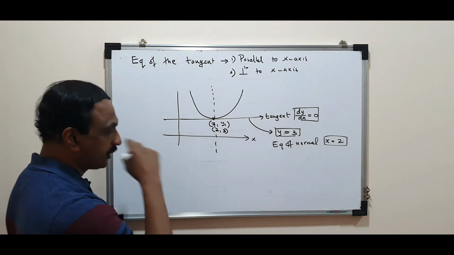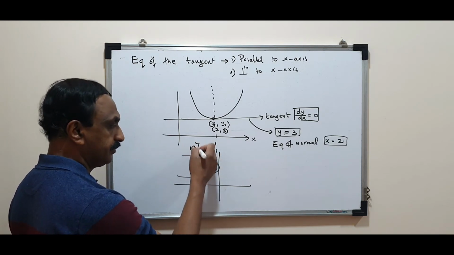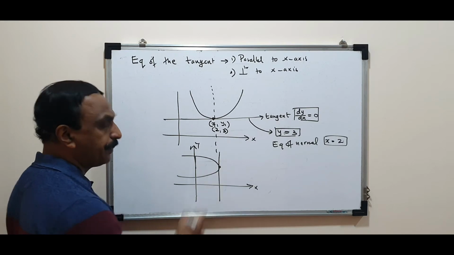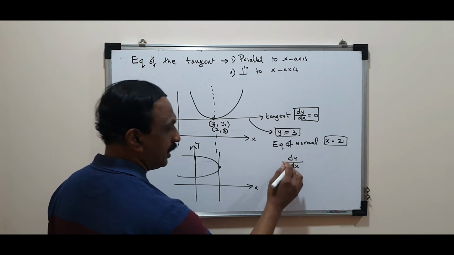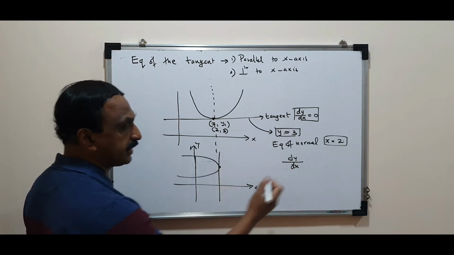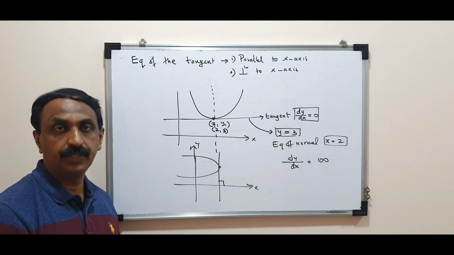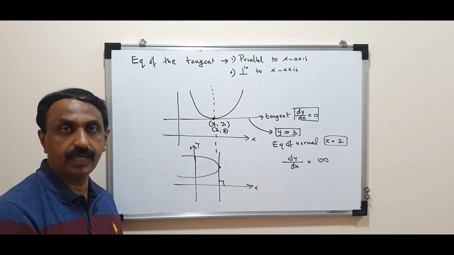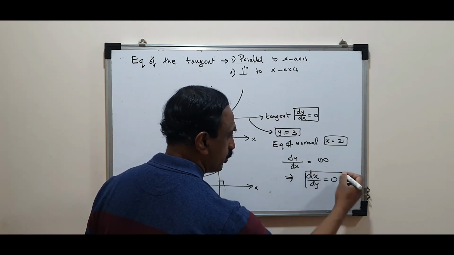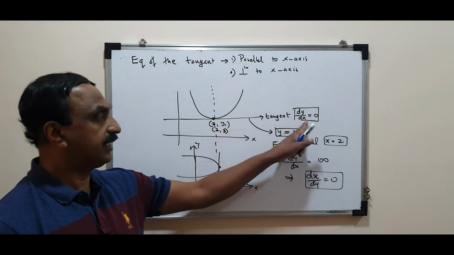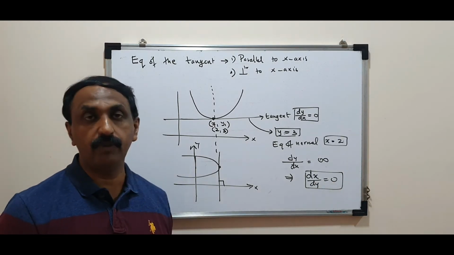Now let's take the case where the tangent is perpendicular to the x-axis. When it is perpendicular to the x-axis, the slope of the tangent dy by dx should be infinity, because whenever a line is perpendicular to the x-axis, theta becomes 90, and slope becomes tan 90, infinity, which means dx by dy will be 0. So this is important to note. For a tangent parallel to the x-axis, dy by dx will be equated to 0. If it is perpendicular to the x-axis, dx by dy will be equal to 0.